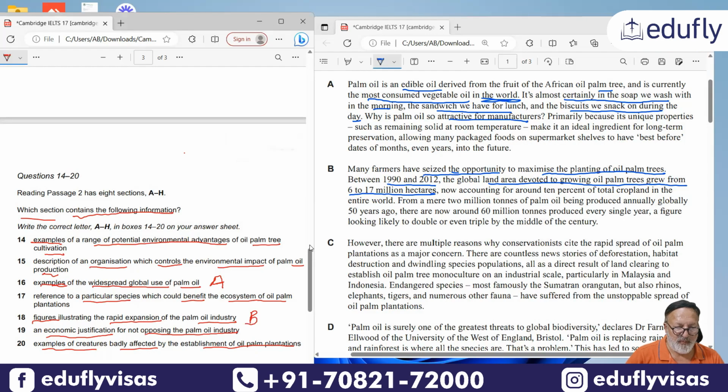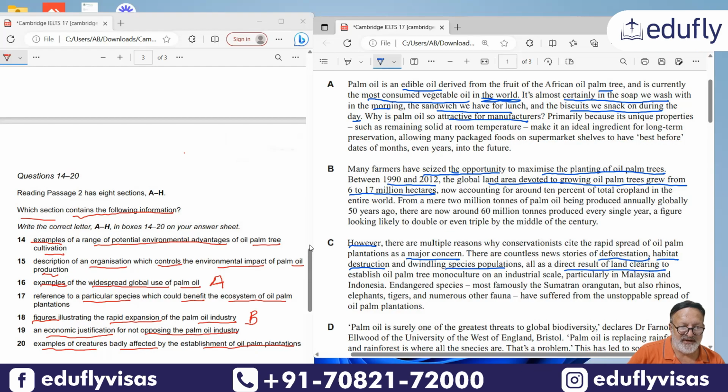Now let's read C. However, in contrast, there are multiple reasons why conservationists cite the rapid spread of oil palm as a major concern. Even though there are a lot of advantages, there is a concern. There are countless news stories of deforestation because you are going to cut down the trees and grow palm. Habitat destruction: if you cut down trees, then the habitats living in those areas will also suffer, and there are dwindling species populations, all as a result of land clearing to establish oil palm.